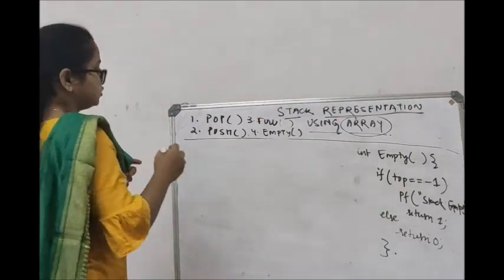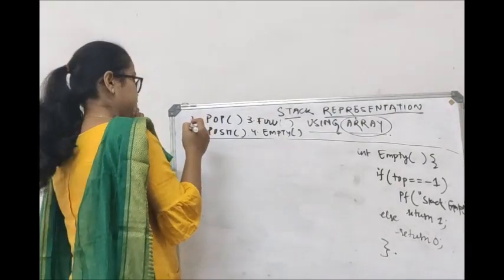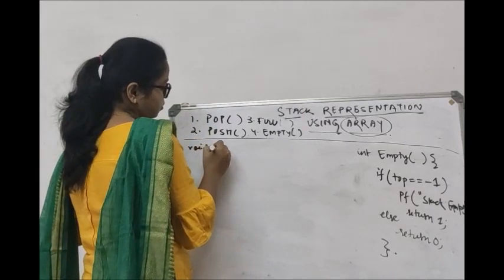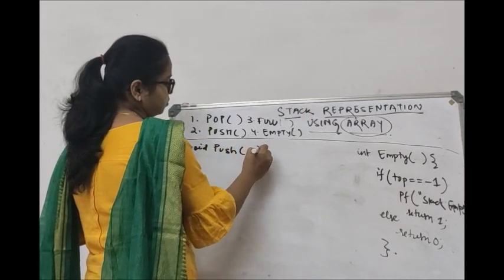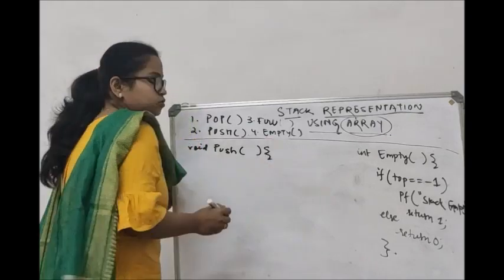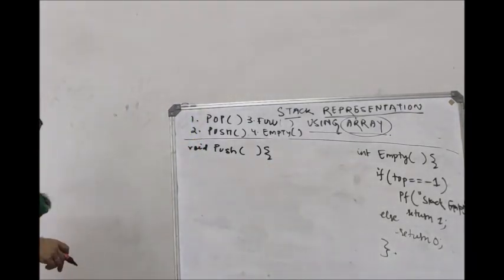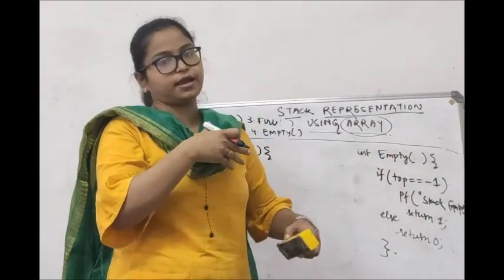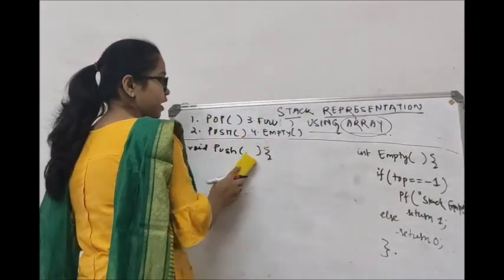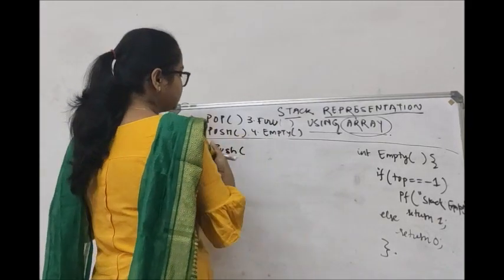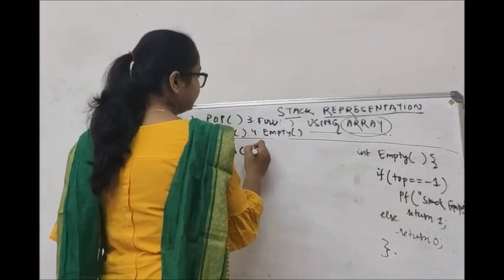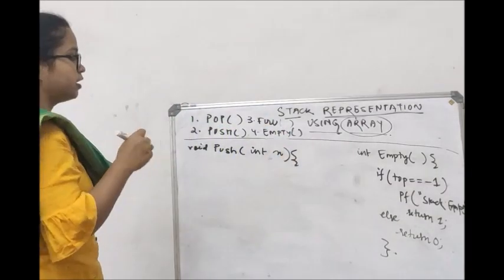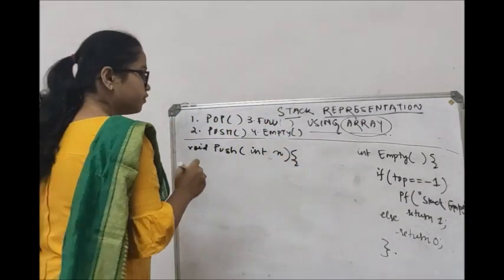So let's see the function called push. Write push. For pushing, we need an element to push, right? We have to push some element into the stack, so that element is passed as the argument itself. Suppose the element is int x. This is the element we want to push. We have to push element x.